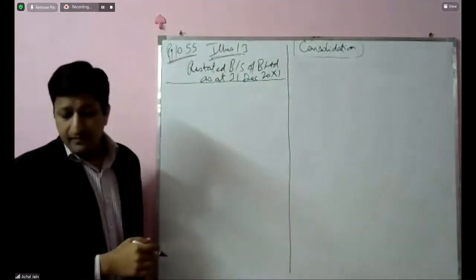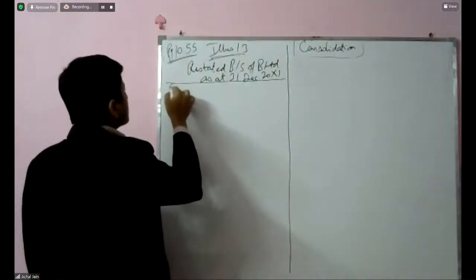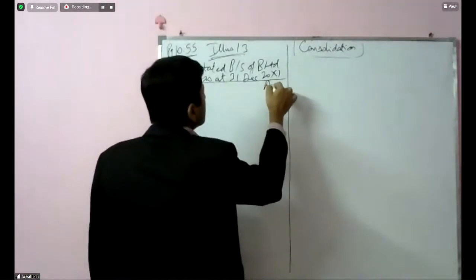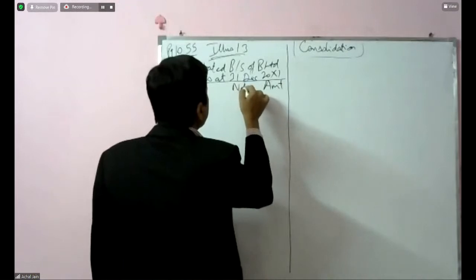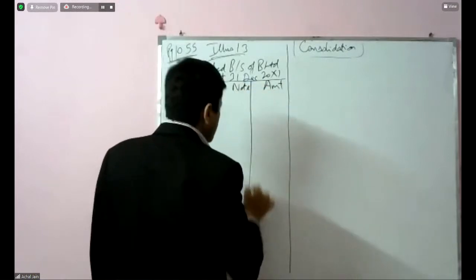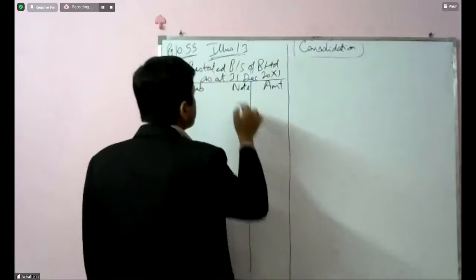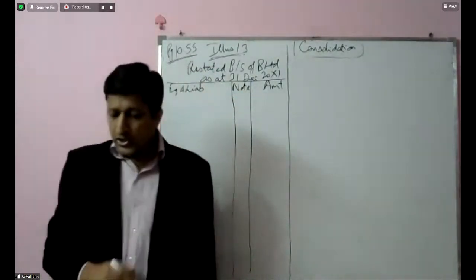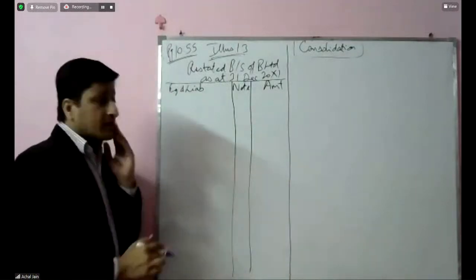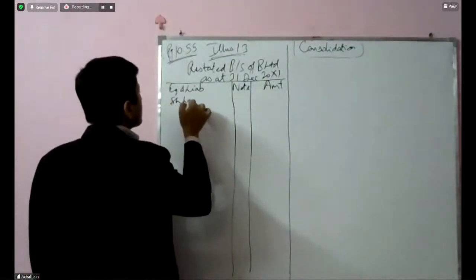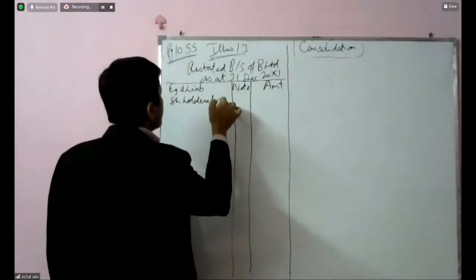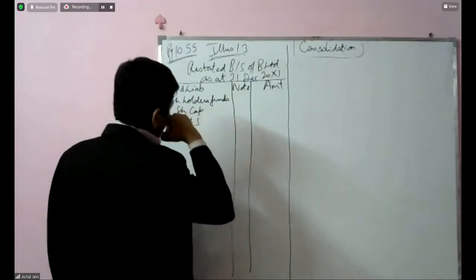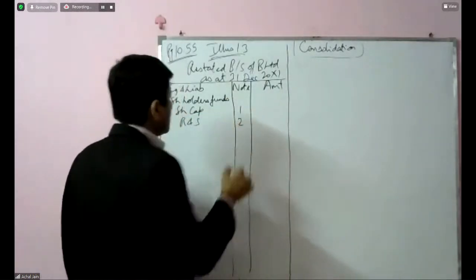So we have equity and liabilities. Around the loan. Shareholders' funds: share capital, reserve and surplus. This is one, this is two.